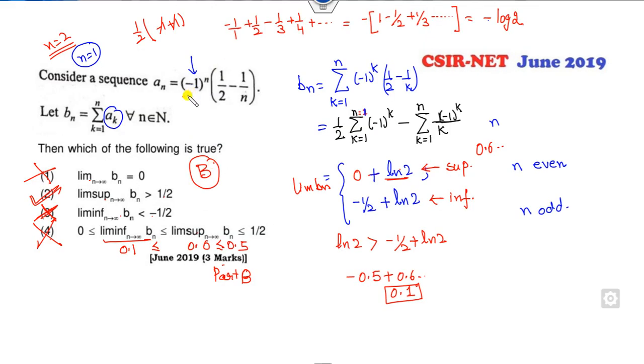Always remember, student, whenever you have a minus 1 raised to power n term and the question is related to the limit infimum and supremum, always take two cases.